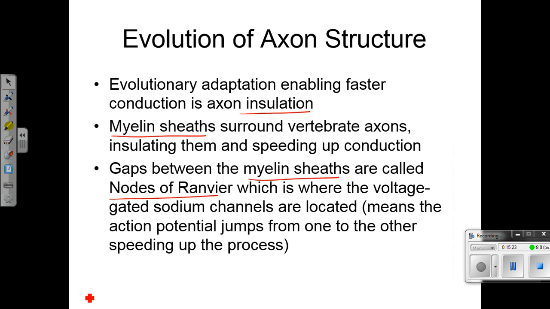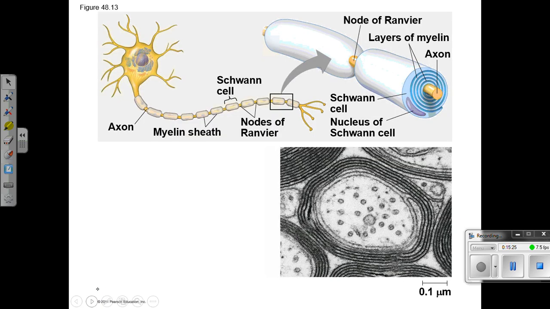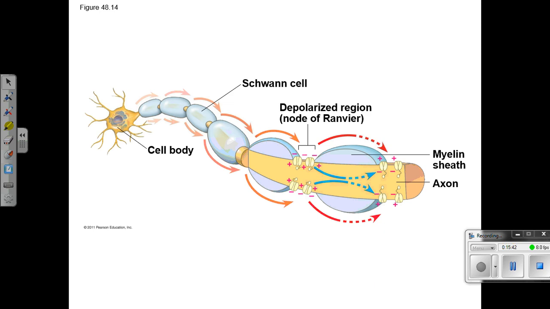Oh, there we go. So here's the picture of that. Here are the nodes of Ranvier, and that's where it's going to jump that gap. And this is a myelin sheath that's going to insulate it. It's going to help move the signal along a little bit faster. Think about why your wires are insulated in your house. And that shows it again. Here's where those channels are going to be.